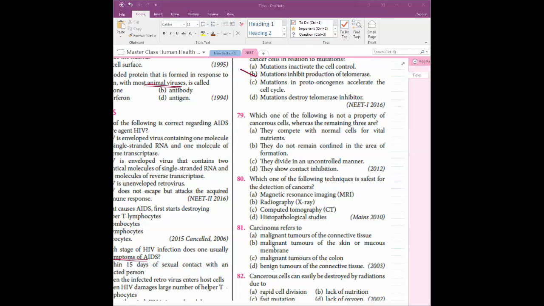Okay. Sorry, guys. Yes. What do you think? Yes, some of you, they show contact inhibition. Okay, always remember what is contact inhibition.